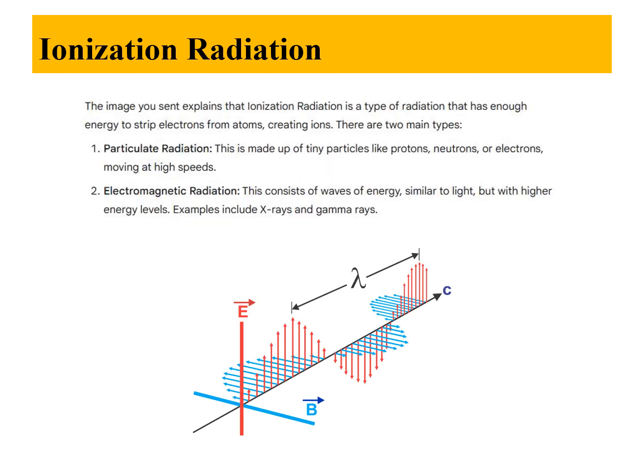Now, ionizing radiation. The image you sent, this one below, explains that ionizing radiation is a type of radiation that has enough energy to strip electrons from atoms. That's the most important thing, right? And creating ions. There are two: the particulate radiation, which is tiny particles. This is similar to what we talked about in the previous slide, but I just wanted to make sure it's clear what ionization or radiation means for us.